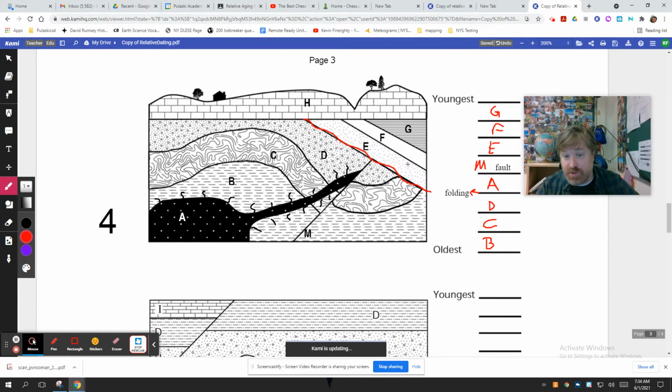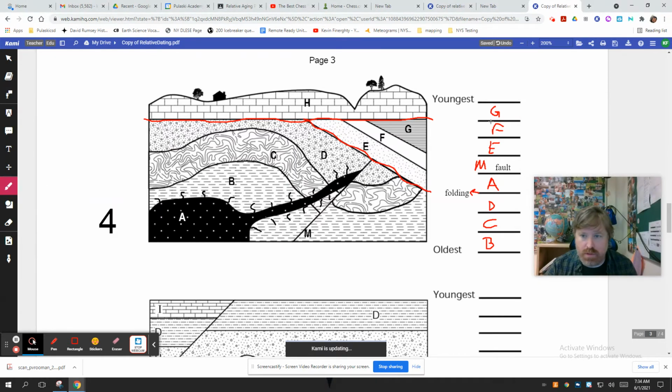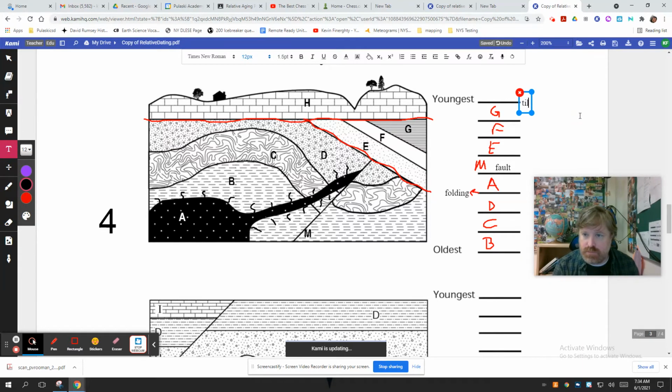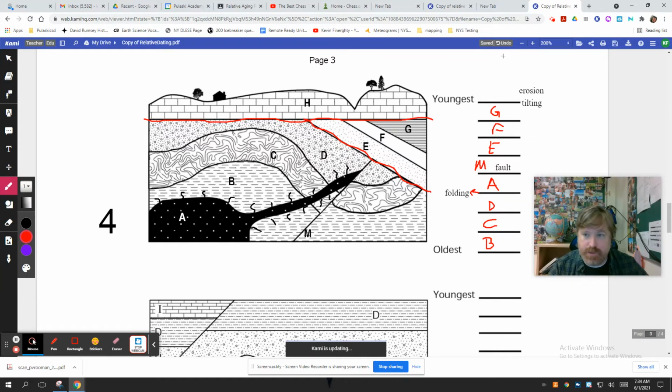Then we've got that original horizontality rule again. These are all tilted. And this really should be a wavy line too. So after G, we would have tilting, and then erosion. And then we could go with H.